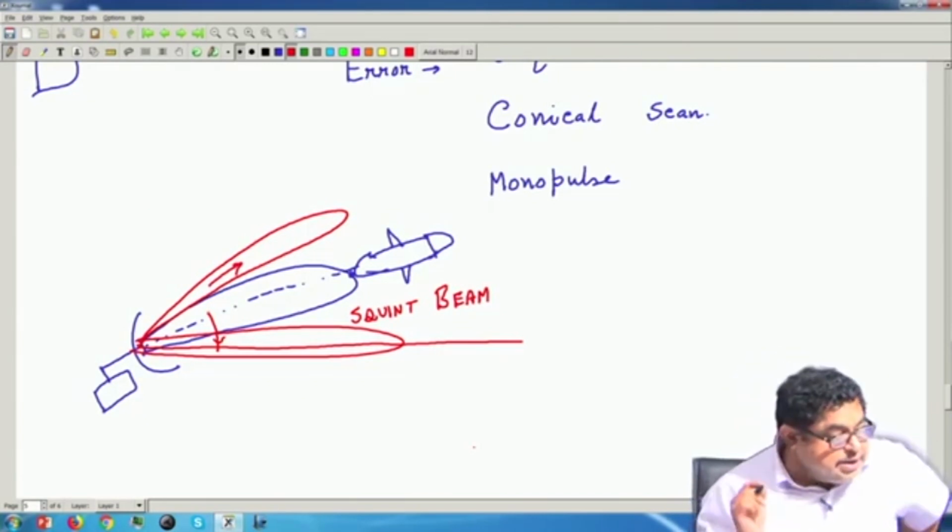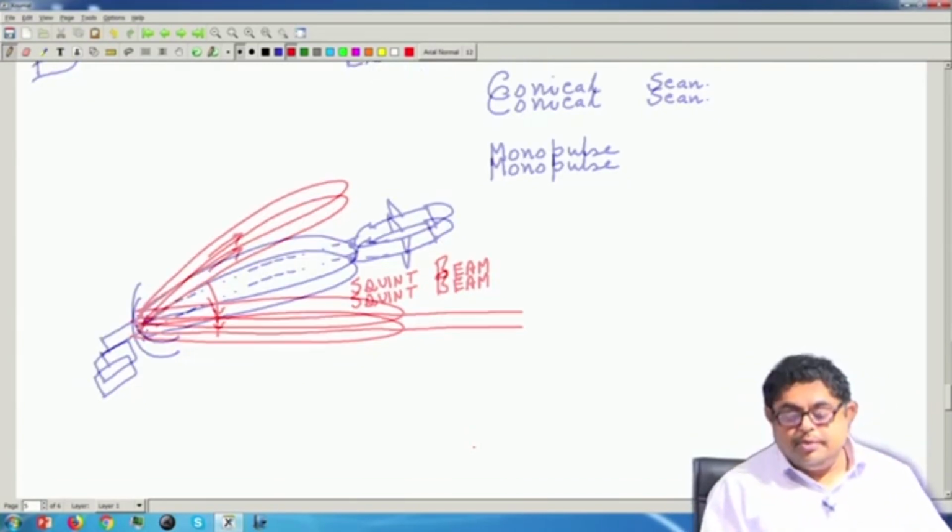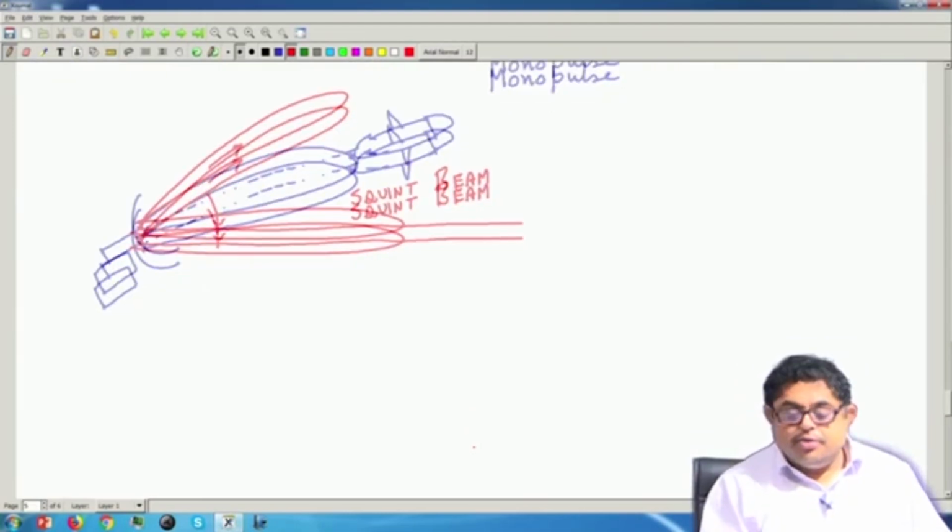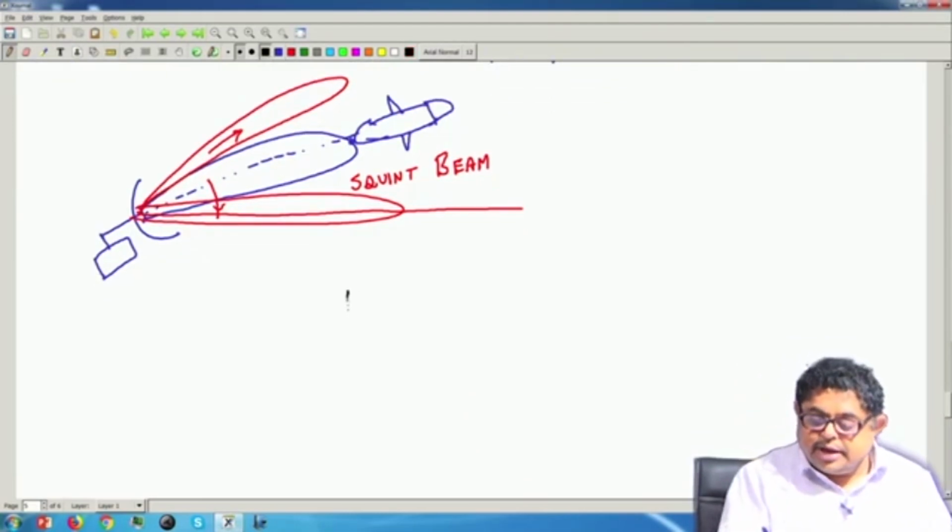Now, what is the need of a squint beam in a tracking radar? We will see that need.